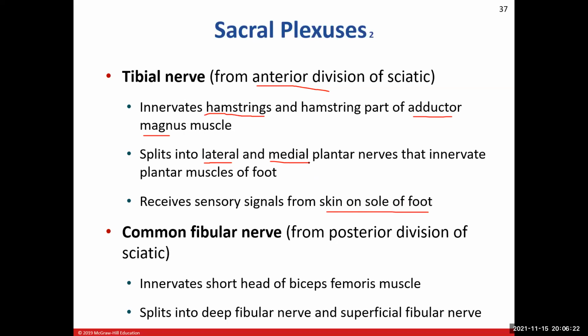The common fibular nerve is made up of the posterior division there. And so it's going to innervate the short head of the biceps femoris muscle. And as you know, that is one of your hamstring muscles. It's located laterally. And then this nerve splits off into the deep fibular nerve and the superficial fibular nerve.